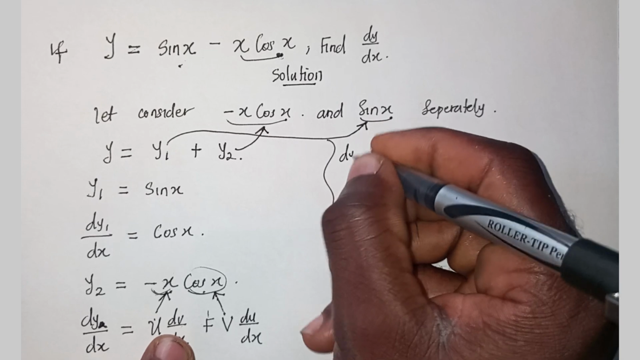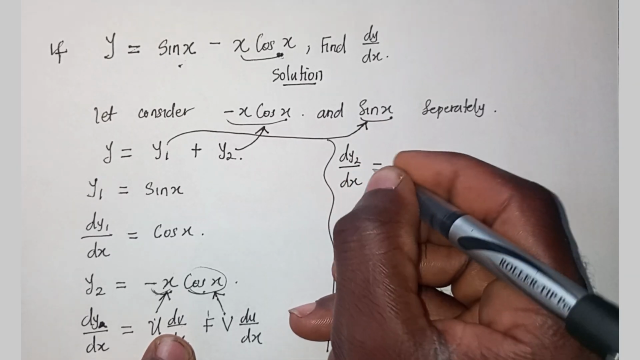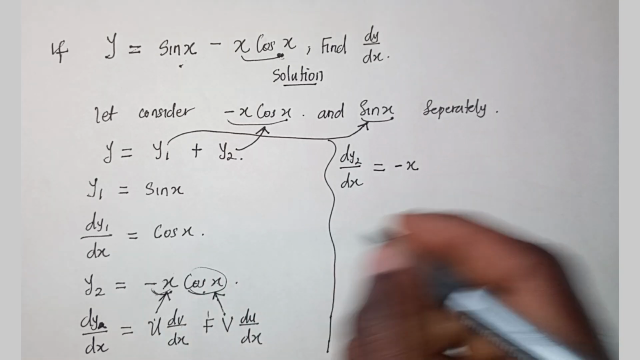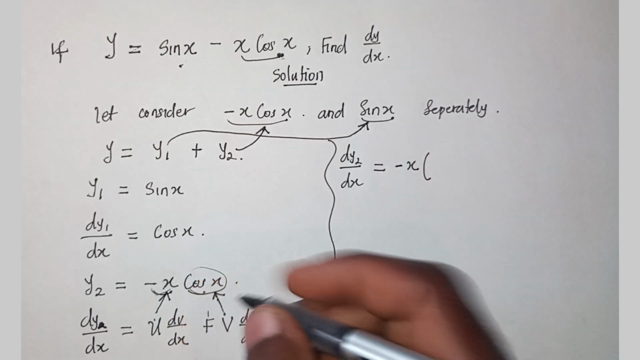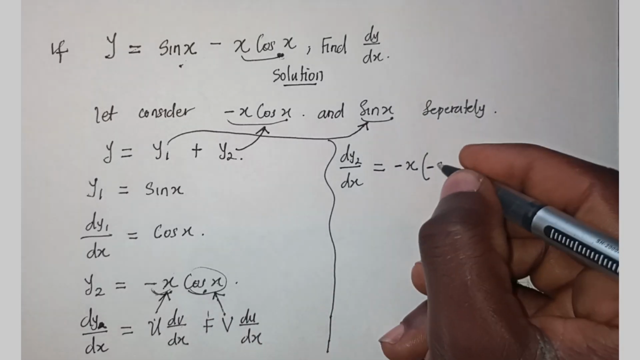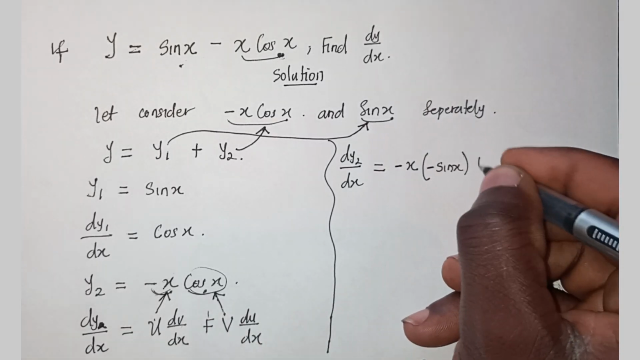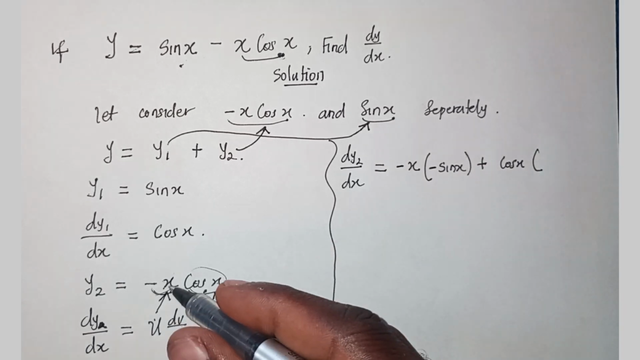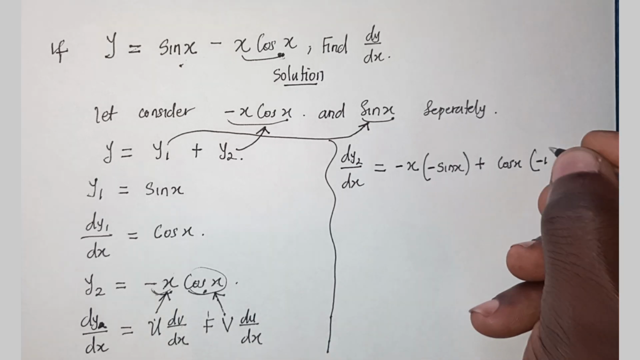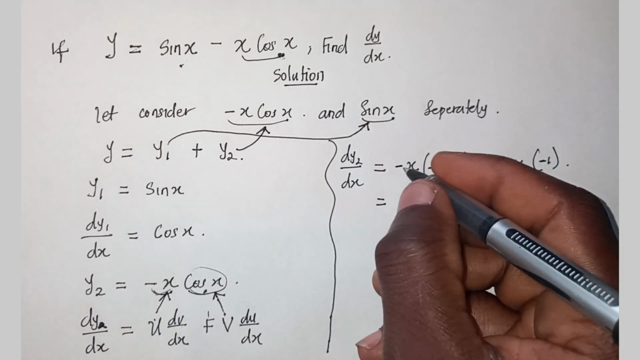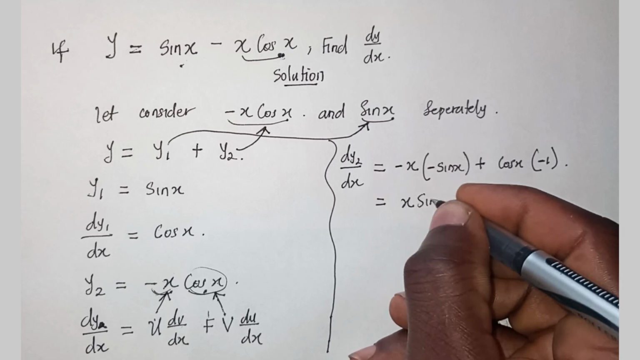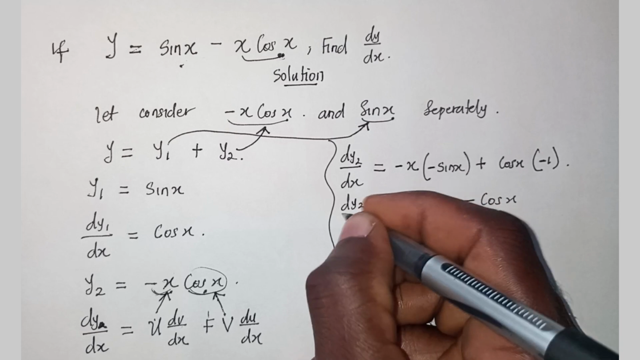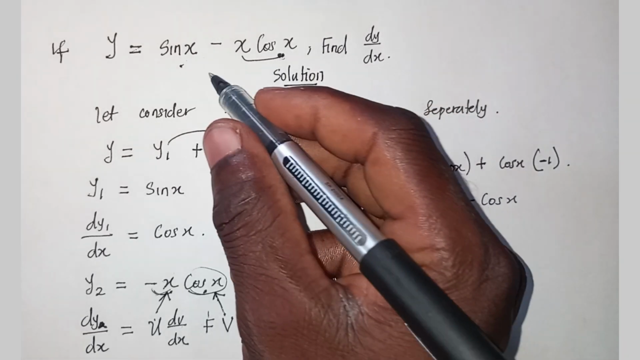So dy2/dx will be equal to leave u, that means minus x, times dv/dx, meaning differentiate cos x, that will be minus sin x, plus v, that means leave cos x, then differentiate minus x, that will be minus 1. When you multiply this, you have x sin x minus cos x as our dy2/dx. So now back to our question.